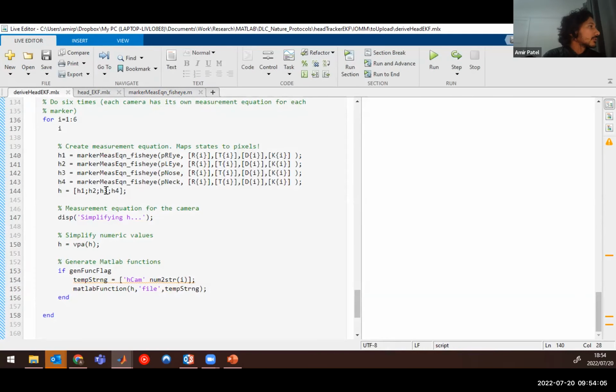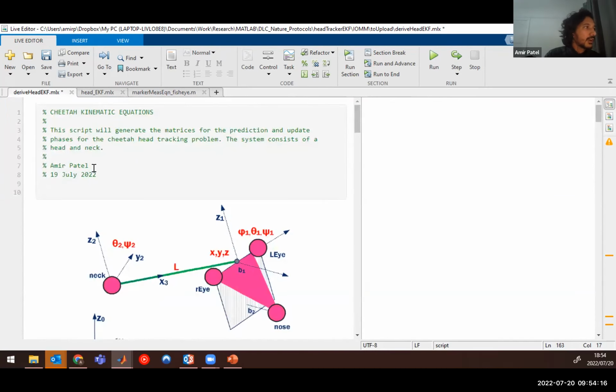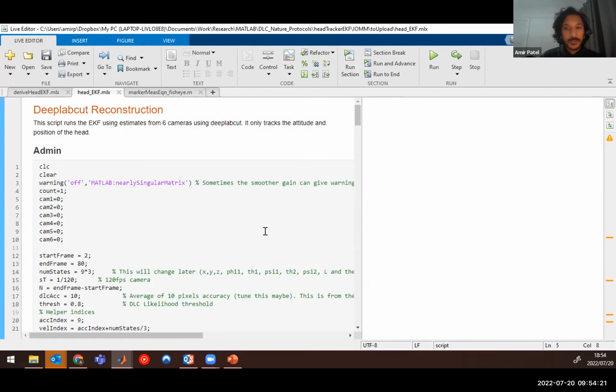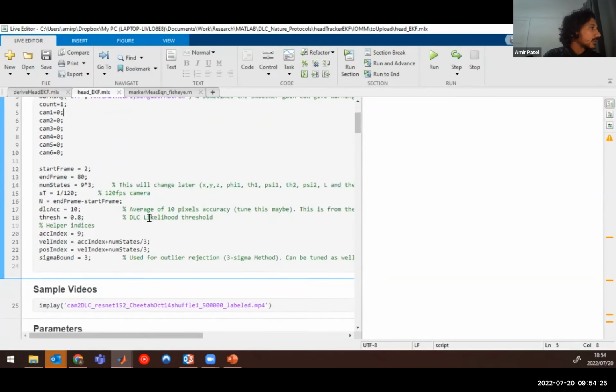Okay, cool. So then we can run that, and then we end up with all of our equations. And there's also some other functions at the bottom here. Okay, so now we have our equations that we need. So let's run the Kalman filter. Okay, there's a couple of things to look out for.